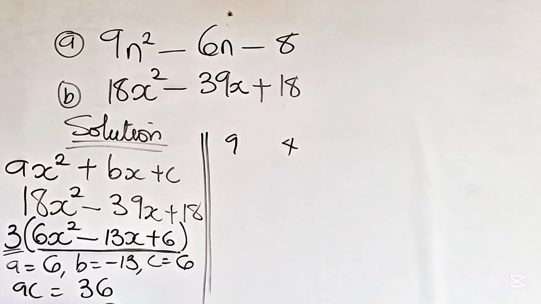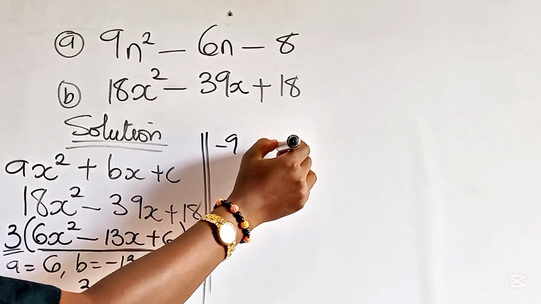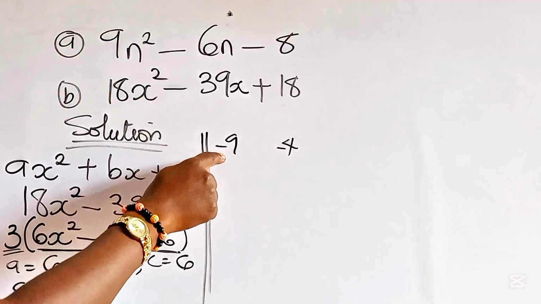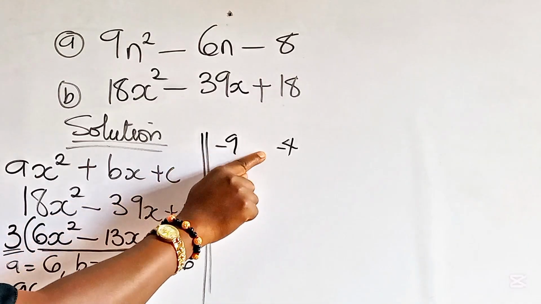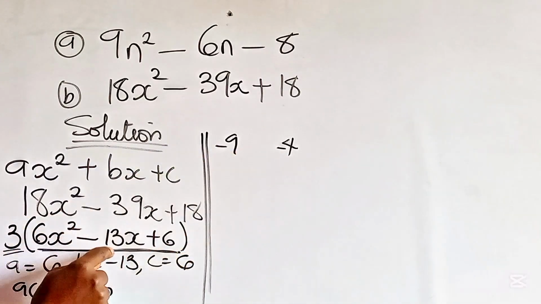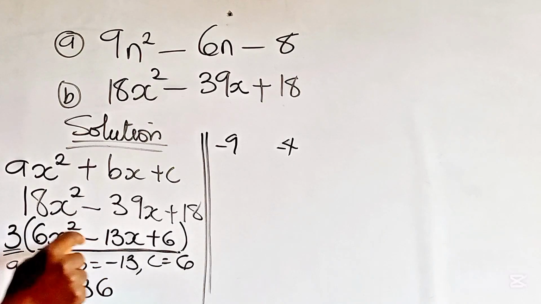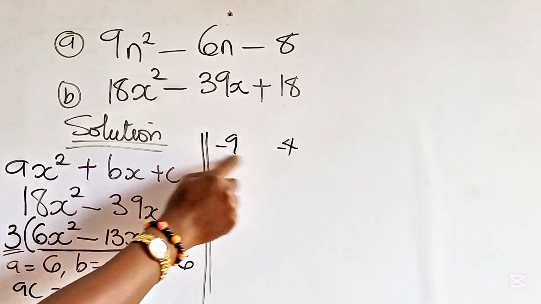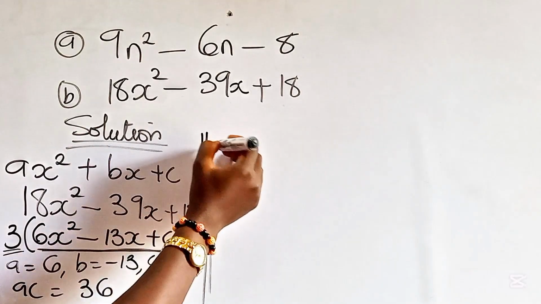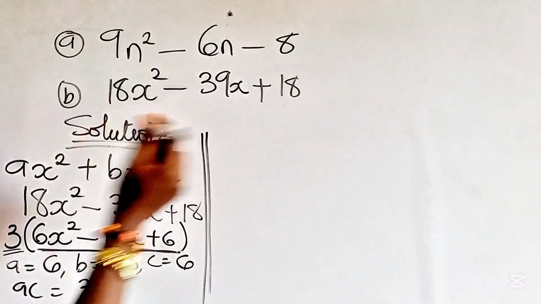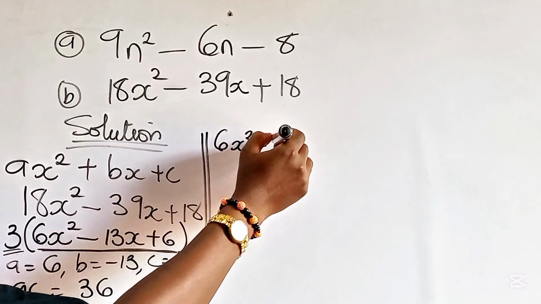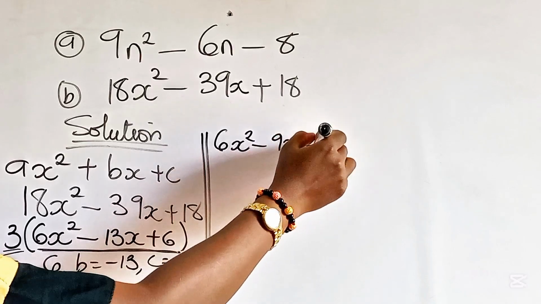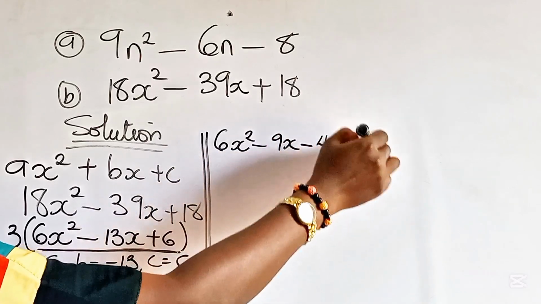Okay, so we have a positive 36, right? And we have a negative 13. So we're going to have minus minus. So minus 9 times minus 4 will give us 36. And minus 9 plus minus 4, which is minus 9 minus 4, will give us minus 13. So let's now split this minus 13 to become minus 9 and minus 4. So we have it as, remember we are ignoring this 3 for now, 6x squared minus 9x minus 4x plus 6.